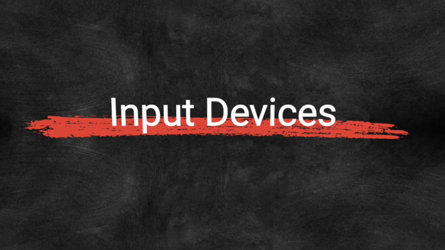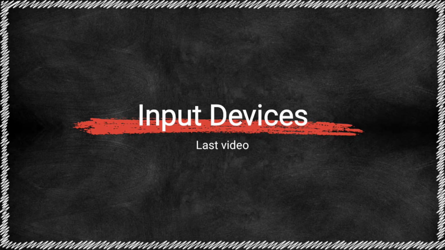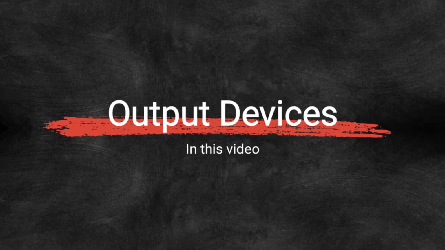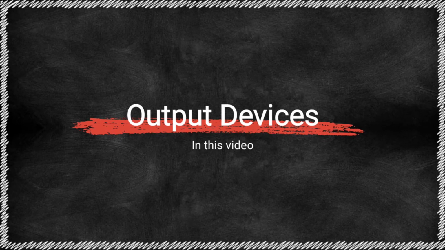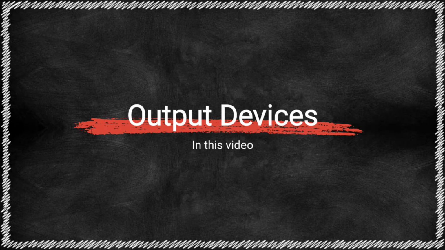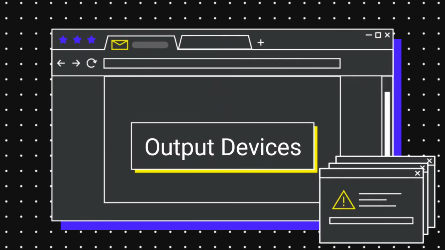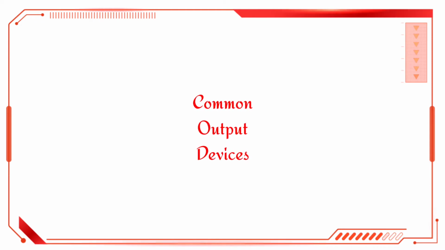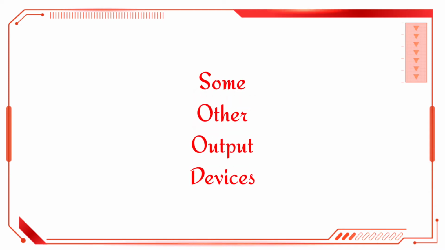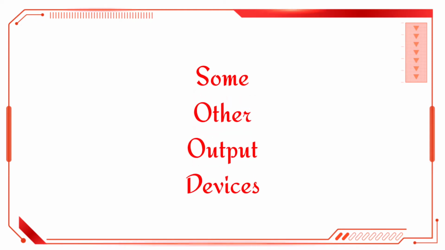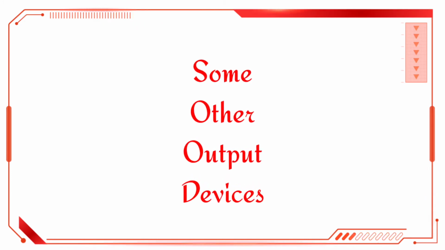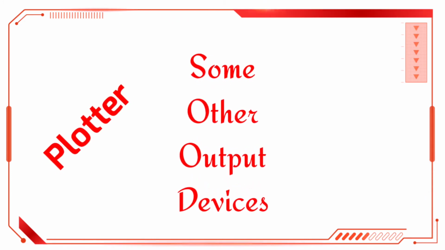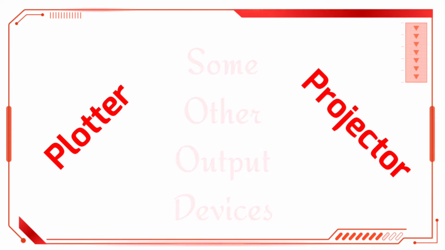In the previous lesson, we have learned about input devices, and in this video, we will learn about output devices. So watch the video carefully. Output devices. You have already learnt about the commonly used output devices in the previous classes. In this section, you will learn about some other output devices such as plotters and LCD projectors.